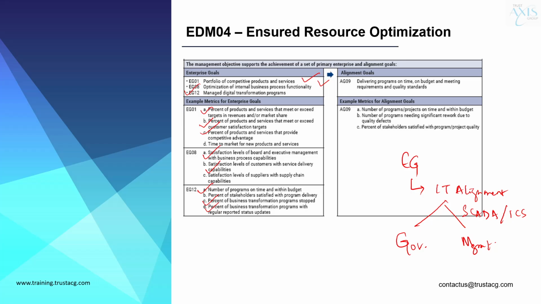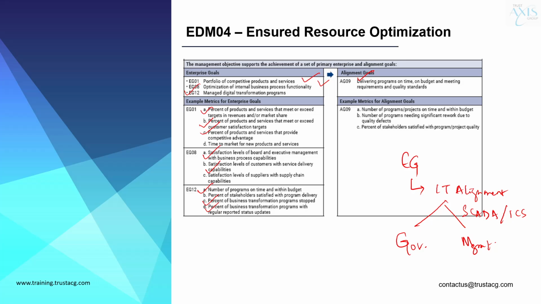And one of the IT alignment goals that you should have to achieve these enterprise goals would be around ensuring that you deliver programs that are on time, on budget, and that meet the requirements and quality standards. So this particular alignment goal focuses on the execution quality and performance reliability that will ensure that all programs and projects are using resources in an optimal manner to achieve their intended benefits.